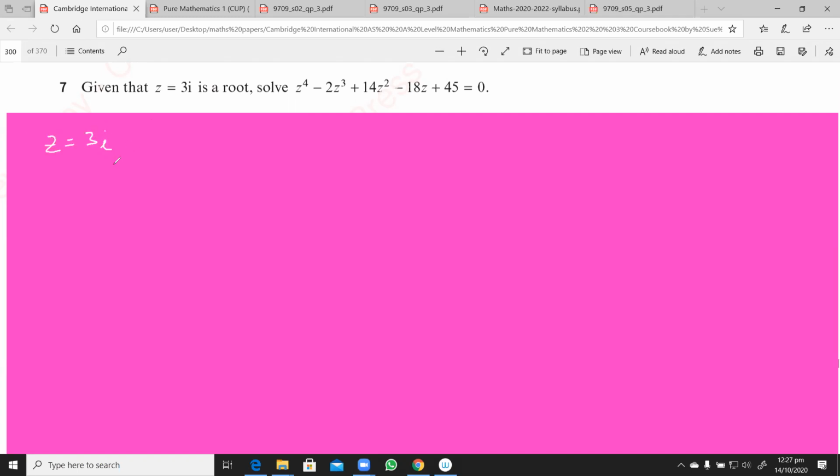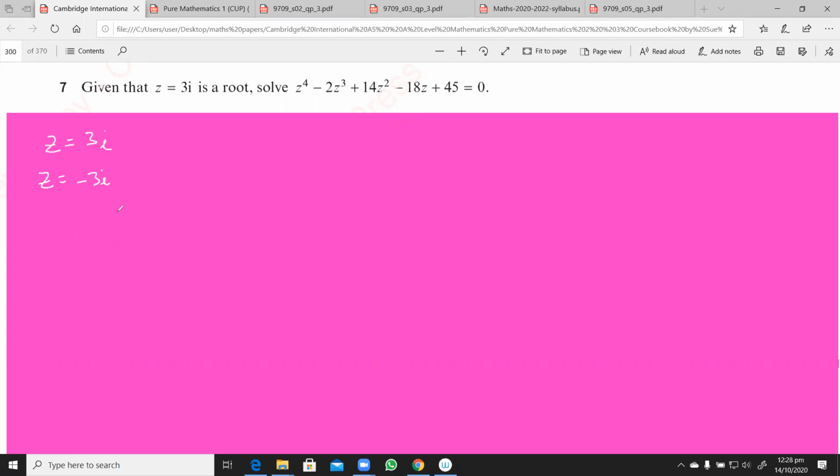Now, if one of the roots is 3 iota, we can quickly say that we have another root, which is minus 3 iota, because complex roots always exist as conjugate pairs. So that means we have 2 of its roots, and we have to find the 2 remaining roots. This means we need to write this quartic equation as a product of 2 quadratic polynomials. Now, can you give me the equation which has these 2 complex roots?